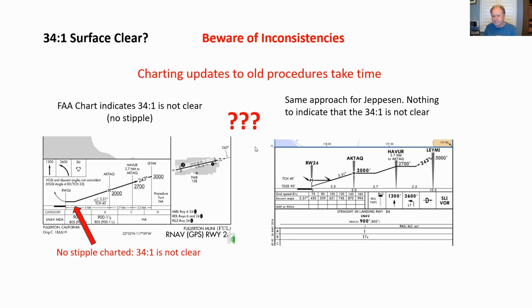So my guess is there's a 34-1 penetration here because there's no stipple. But the Jepson doesn't show that note. So I would not know from looking at this. If I were flying that using an FAA plate, I would think, okay, I got a 34-1 penetration. But if I flew that on a Jepson chart, there's nothing to indicate that you do. So some inconsistencies out there you need to be careful with.